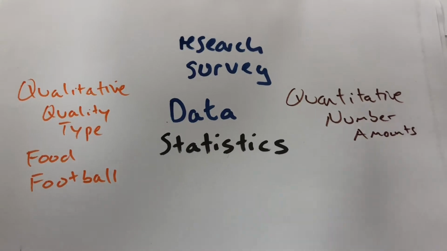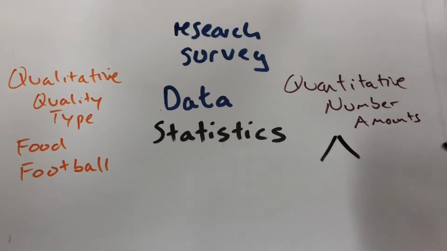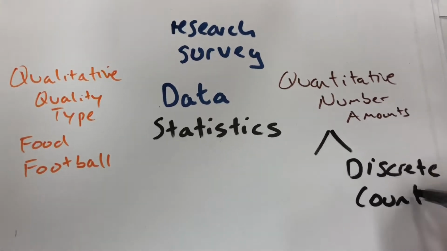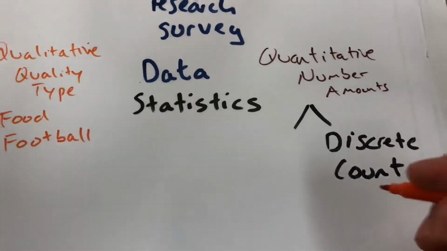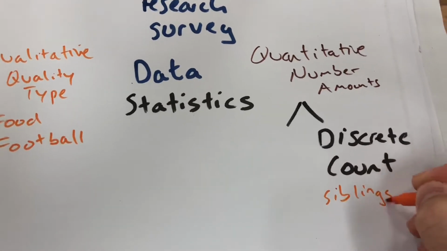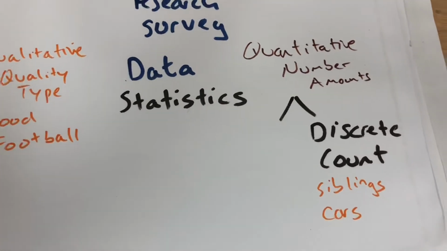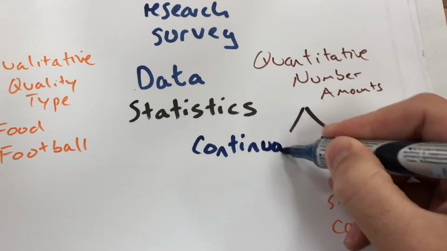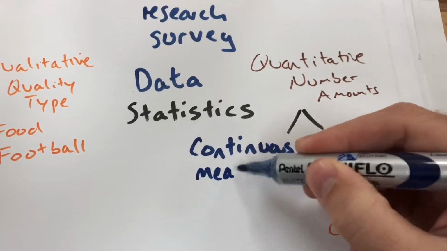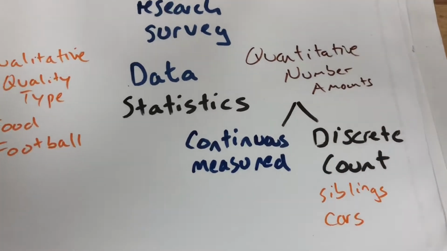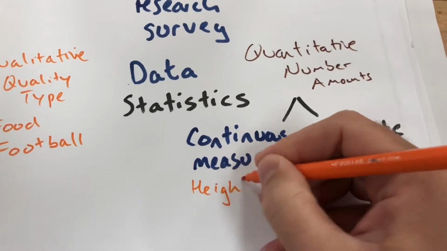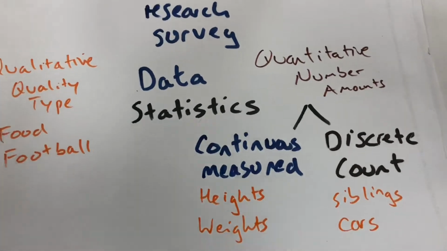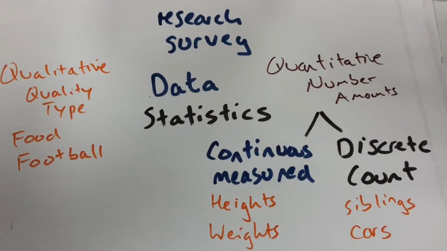And this itself can get broken down into two further categories. One is discrete, where you count things, maybe the number of siblings people have, maybe the number of cars people have. And the other is continuous data, data that is then measured. Things like heights and weights. And this data would then be used to do further analysis to get some statistics.